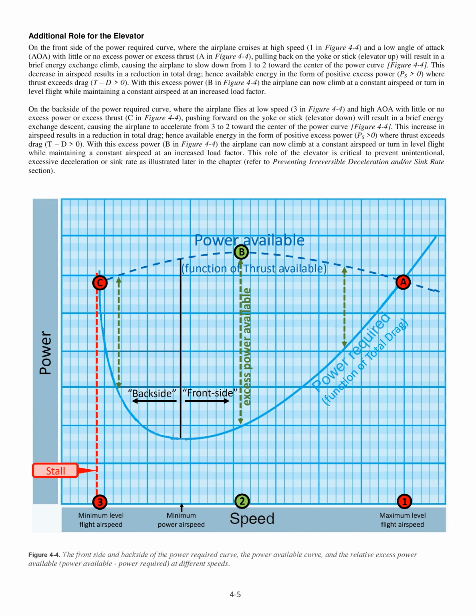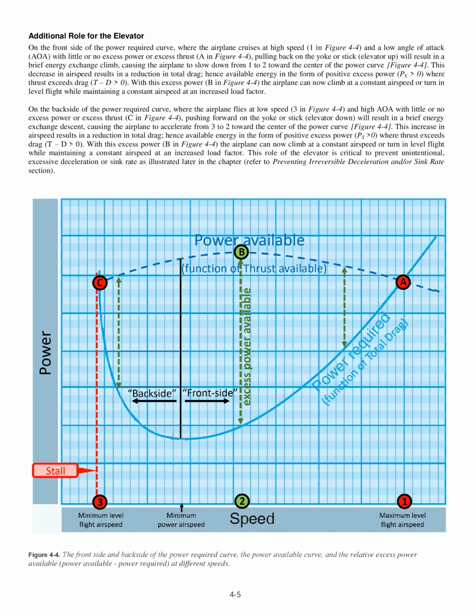There is an additional role for the elevator on the front side of the power required curve, where the airplane cruises at high speed, 1 in Figure 4.4, and a low angle of attack, AOA, with little or no excess power or excess thrust, A in Figure 4.4. Pulling back on the yoke or stick, elevator up, will result in a brief energy exchange climb, causing the airplane to slow down from 1 to 2 toward the center of the power curve. This decrease in airspeed results in a reduction in total drag, hence available energy in the form of positive excess power, PS greater than 0, where thrust exceeds drag, T - D greater than 0. With this excess power, B in Figure 4.4, the airplane can now climb at a constant airspeed or turn in level flight while maintaining a constant airspeed at an increased load factor.